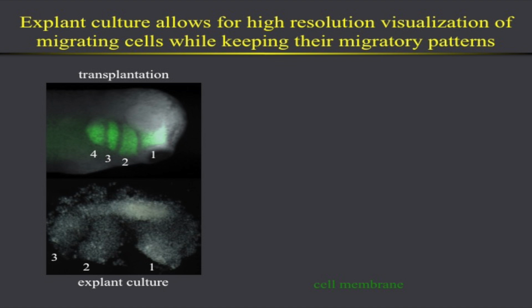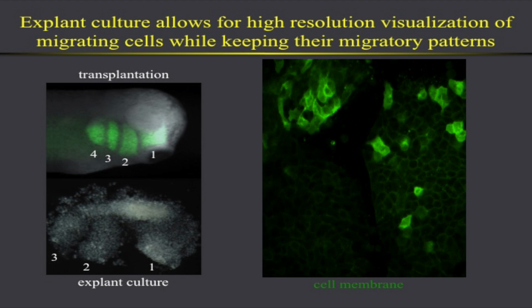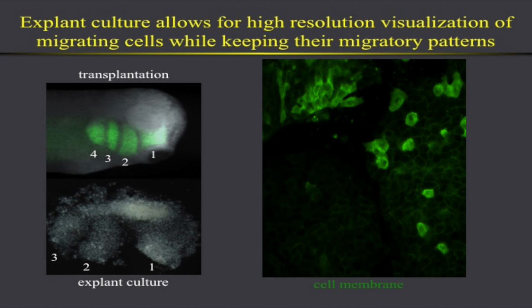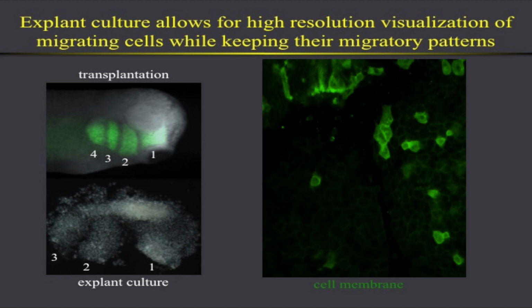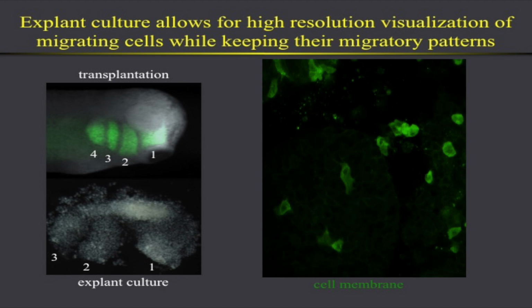So this is just an example. You can see the neural crest cells have already migrated into 2 migratory groups, and there are still cells joining one of the groups, and the cells are migrating relative to each other within the migratory groups.